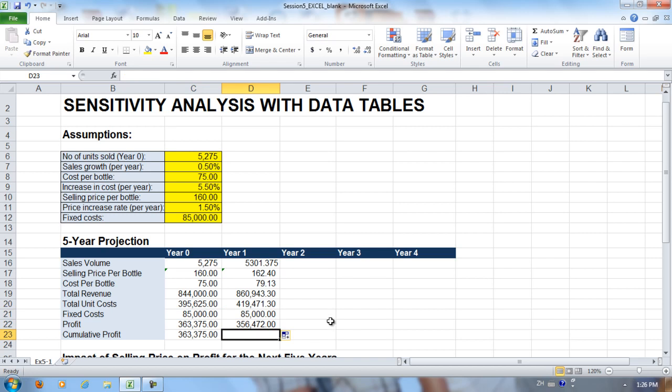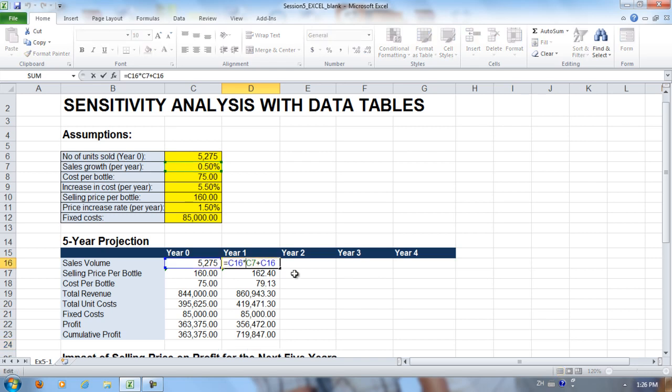Now, cumulative profit will be the previous year's cumulative profit plus the current year's profit. So that's C23 plus D22. Now we can copy these formulas over to year 2, year 3, and year 4. But first, there are a few things we need to change.